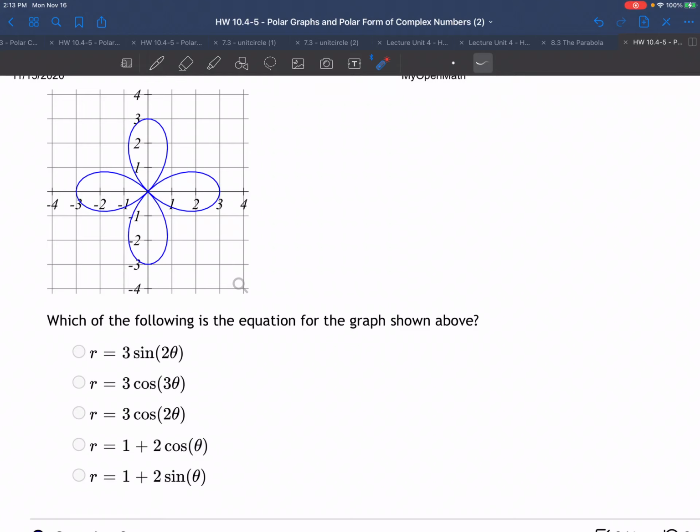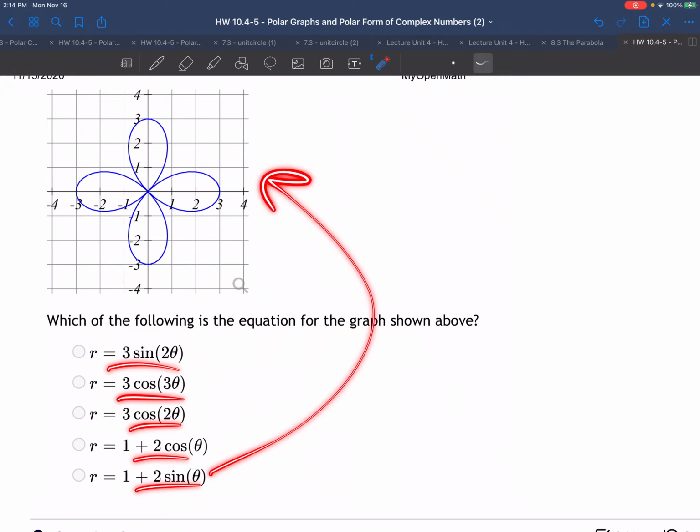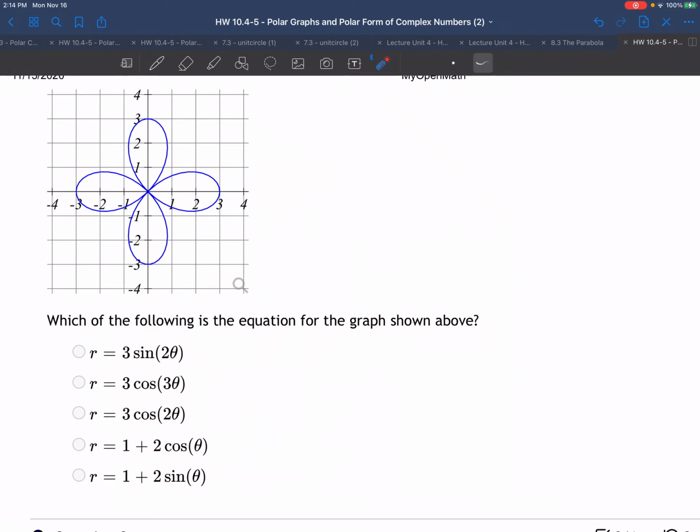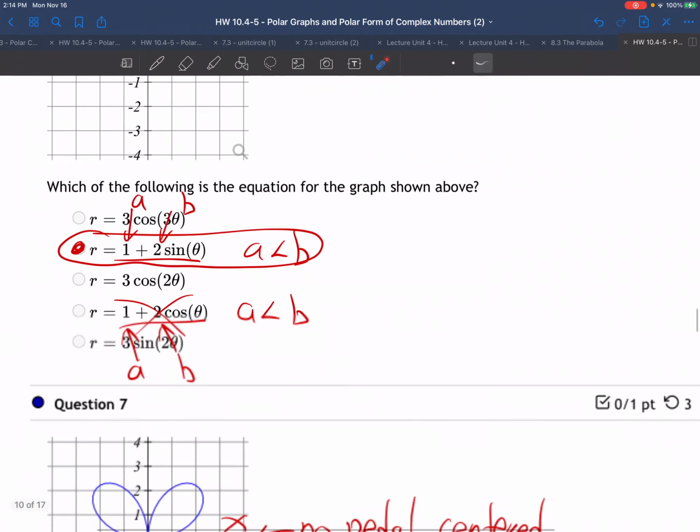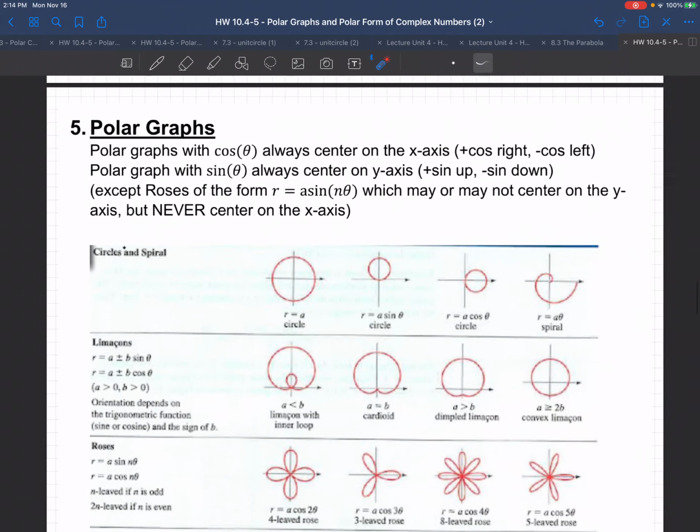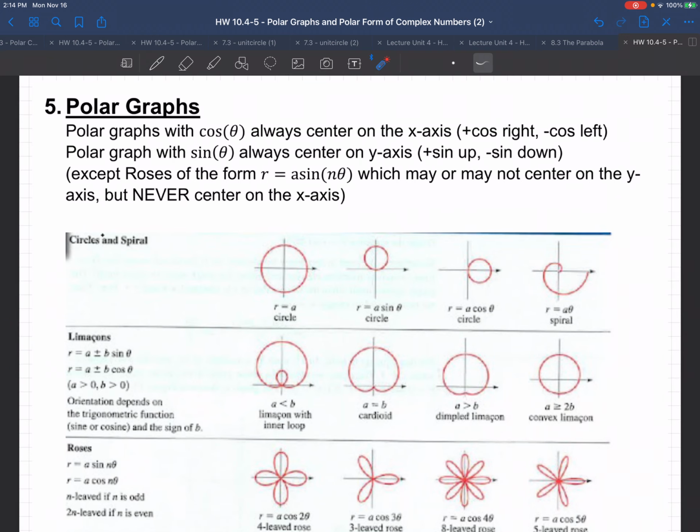Welcome to an example in which we are looking at a polar graph and trying to identify which of these 5 equations match this polar graph. To do this, you should look at the notes I provided for you. Let me find them here. There they are, at the top of the module, the 5th module, the 10.345 notes. Here it is, and go to number 5, polar graphs.